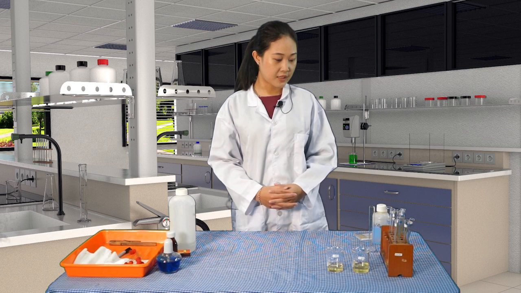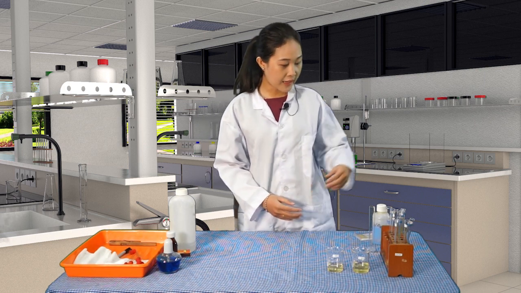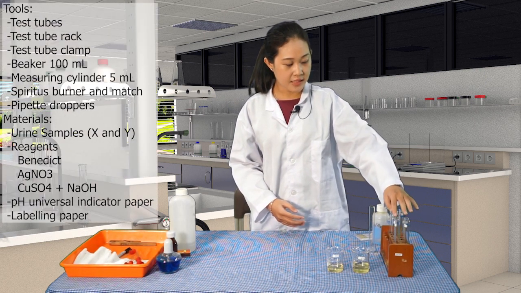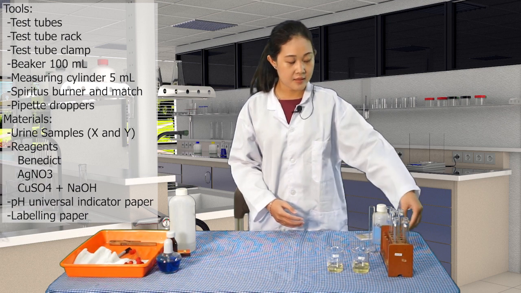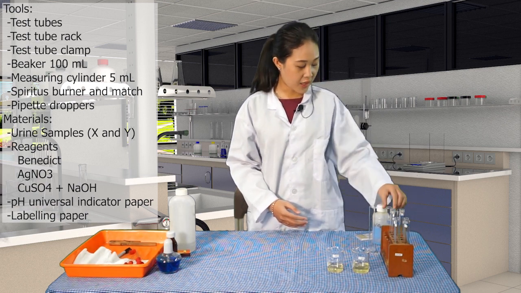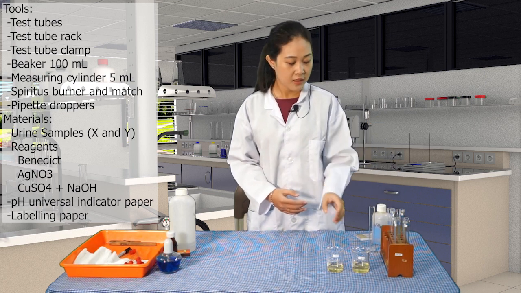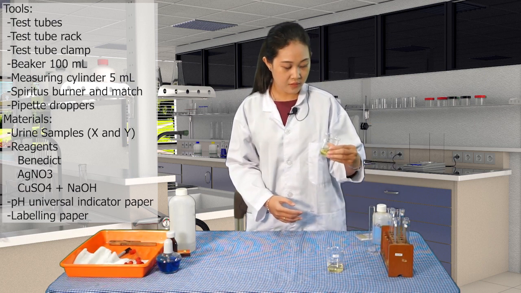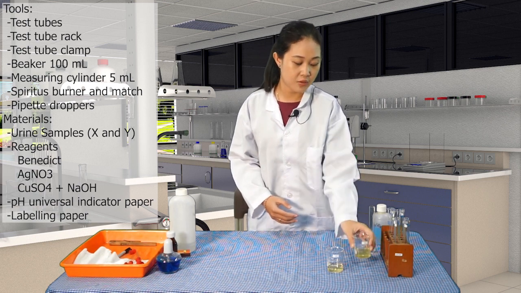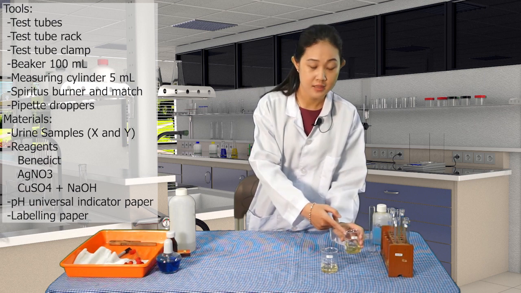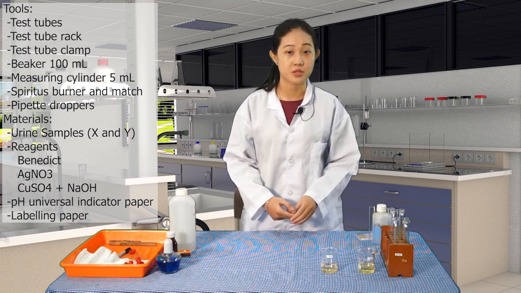First, let us see the tools and materials that we are going to use. Here I have the test tubes. We have prepared 8 test tubes to conduct this experiment. There are the test tube racks, and then we have the measuring cylinder to measure the amount of urine that we are going to use. We have this beaker, which contains the urine samples, both X and Y. So we have 2 urine samples that we are going to test.